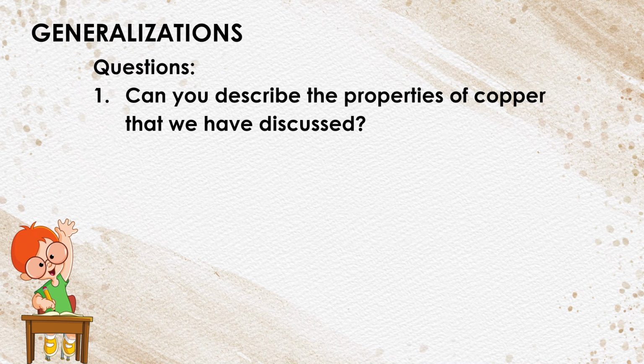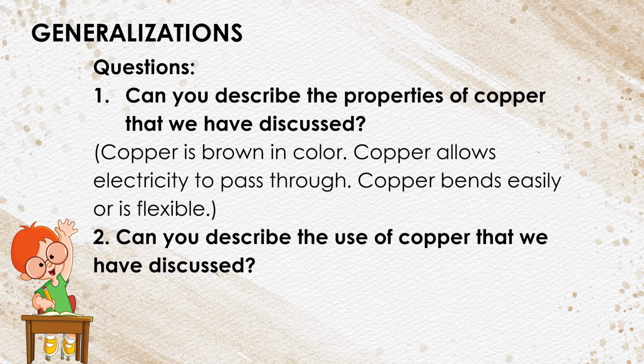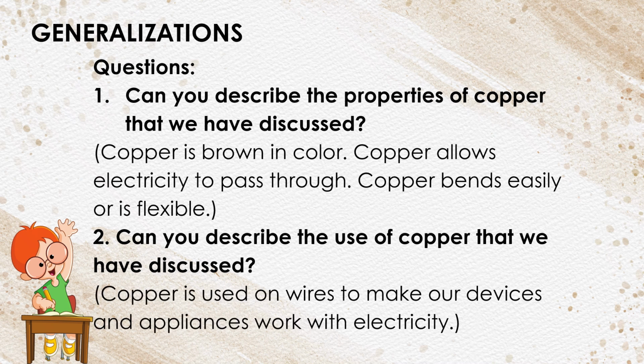Generalizations. Can you describe the properties of copper that we have discussed? Copper is brown in color. Copper allows electricity to pass through. Copper bends easily or is flexible. Can you describe the use of copper that we have discussed? Copper is used in wire to make our devices and appliances work with electricity.